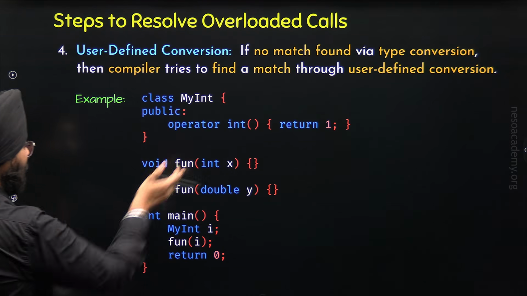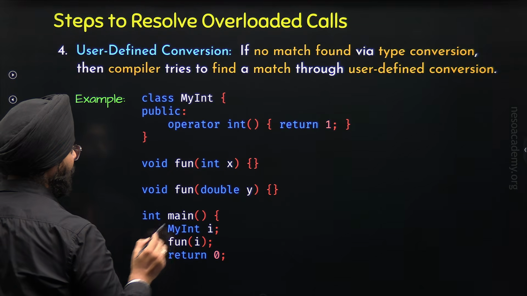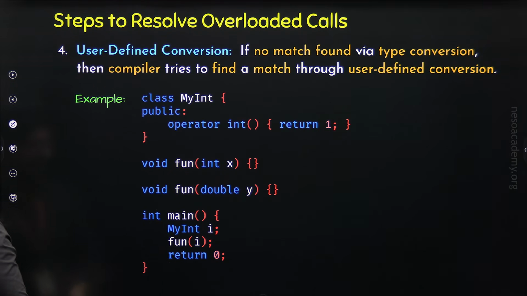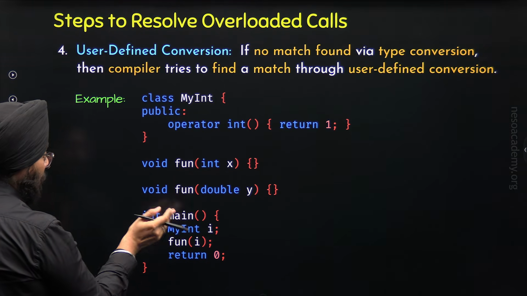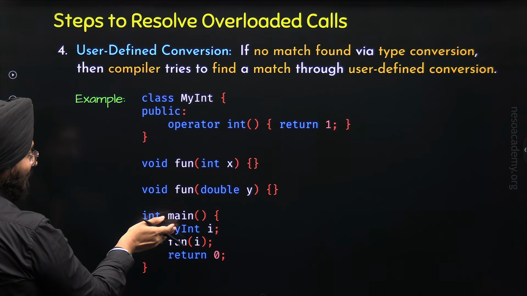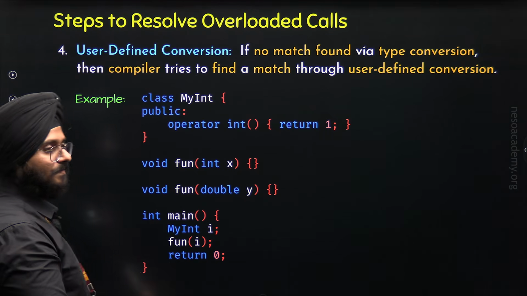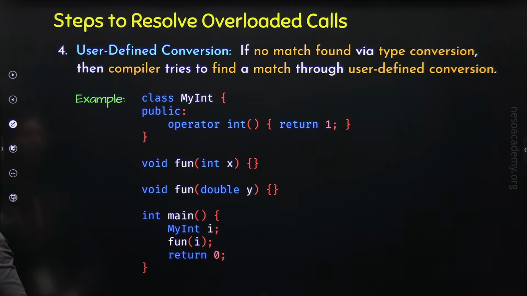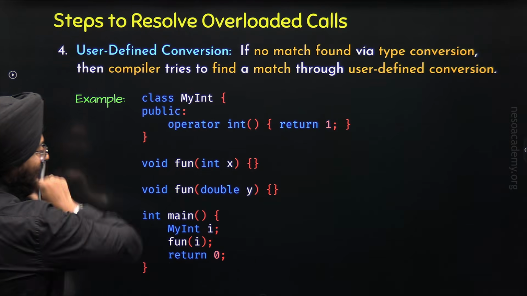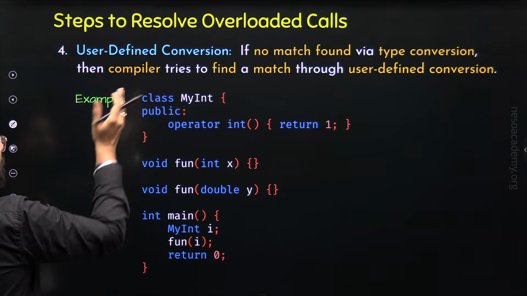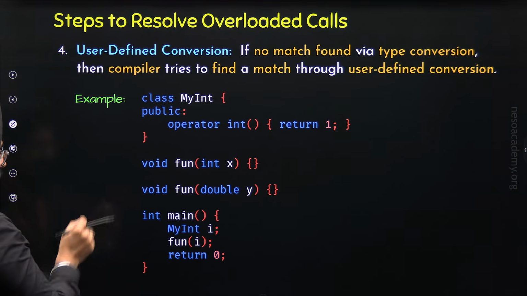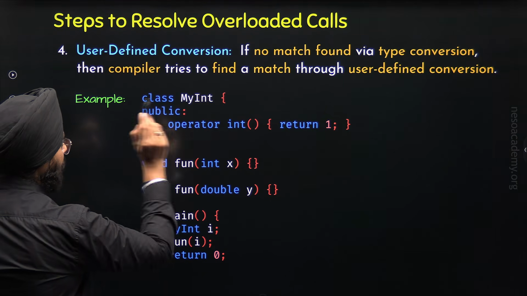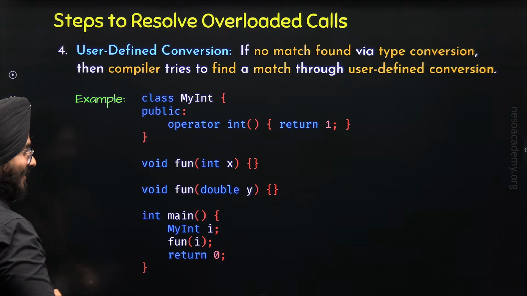Here there is no exact match. We can observe that myInt is not matching with int or double. Apart from this, there is no type promotion because we have a user-defined type here. And there is no type conversion. So clearly here, user-defined conversion will happen because this is a user-defined type. This type is defined by us. Compiler will find that this specific type will be replaced by int. So here we will get int.